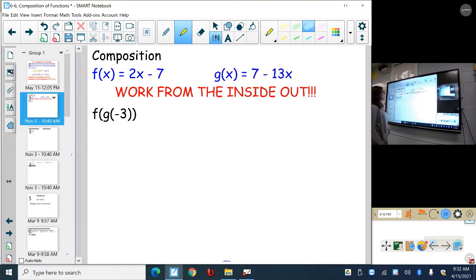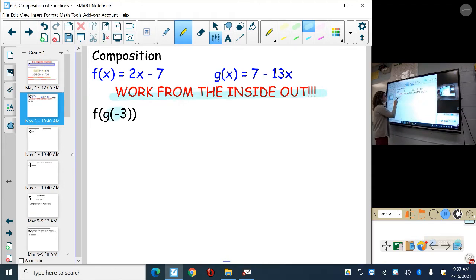So let's go ahead and step right into this. Okay, we have f of x equals 2x minus 7, and g of x is defined to be 7 minus 13x. You are always going to work from the inside out. Super important that your brain understands that.